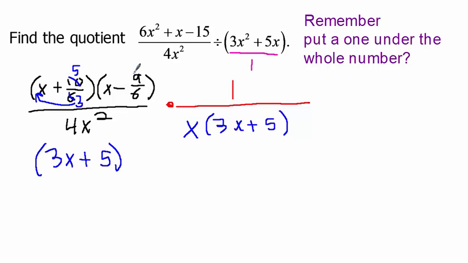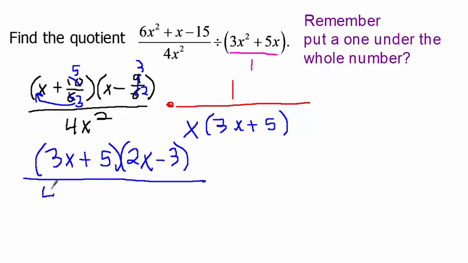The second term, those are both divisible by 3. So now the 2 comes in front. 2x minus 3. And in the denominator, I have 4x squared times another x, so that becomes x cubed, and 3x plus 5.